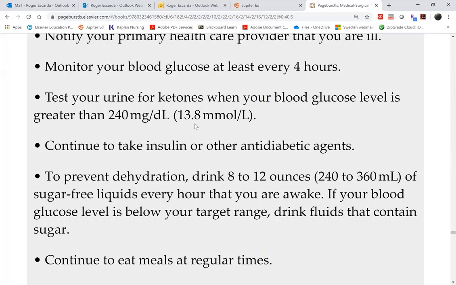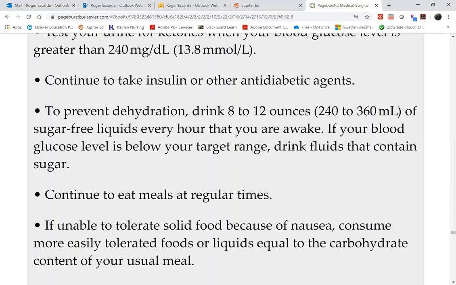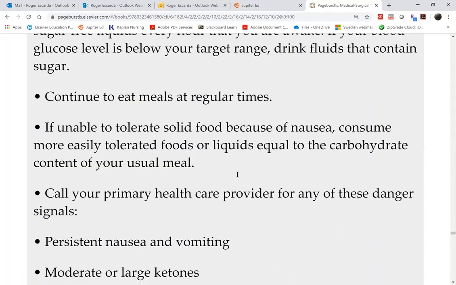So if your urine tests positive for ketones, then you call your physician. Continue to take your insulin. Of course, you have to check your sugar before you administer insulin or oral anti-diabetic pills. And stay hydrated. Okay, do not stop drinking. If you get to a point wherein you can no longer eat anything by mouth, let's say even fluids you cannot tolerate anymore, then it's time to visit the hospital. But as long as you can stay home.